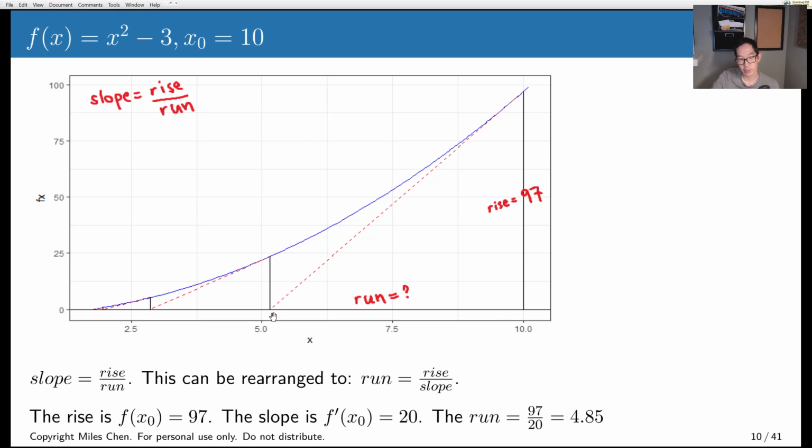So this location right here is going to be 10 minus 4.85, because the derivative of x squared minus 3 is going to be 2x. I plug in 10, I get a slope of 20. And so if my slope is 97 divided by the run, I can figure out the run is 97 divided by 20, and that's going to be 4.85. So 10 minus 4.85 gives me 5.15. And so that's how we figure out what to use for our next iteration.